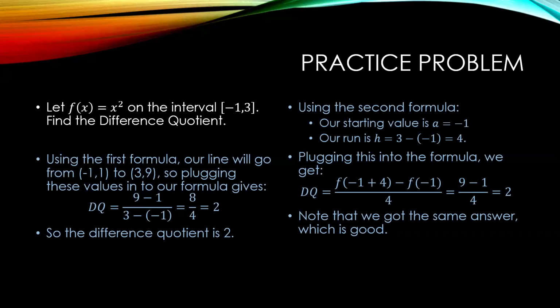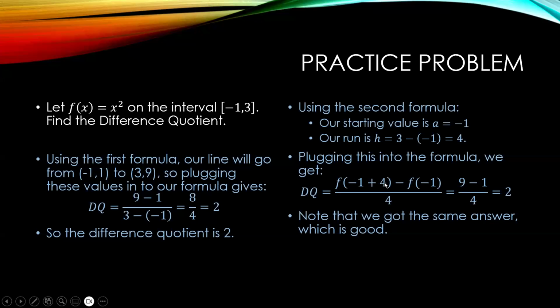If instead we used our second formula, it might look a little more complicated, and that's because it is, but it'll clean up very nicely. And so our starting value is a equals -1. Our run is 4 because we're going 4 units from -1 to 3. So plugging this into the formula, we get f of -1 plus 4 minus f of -1 over 4.